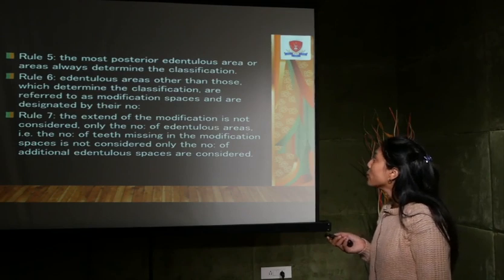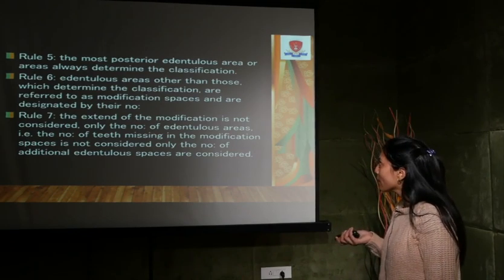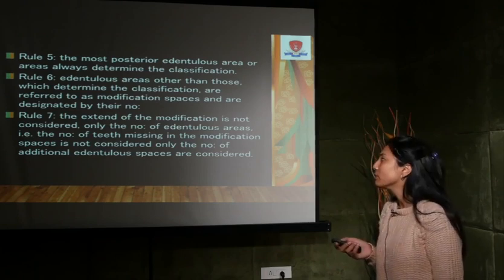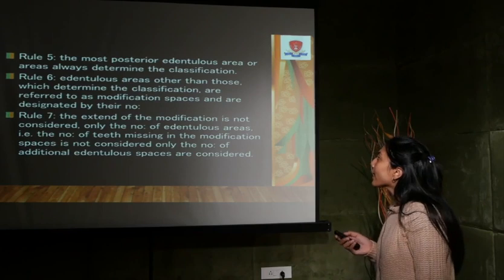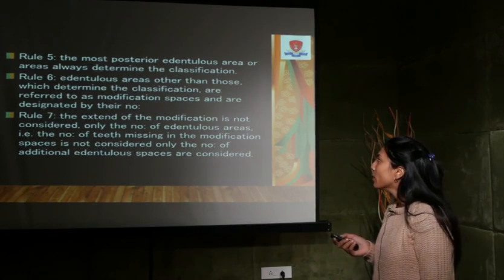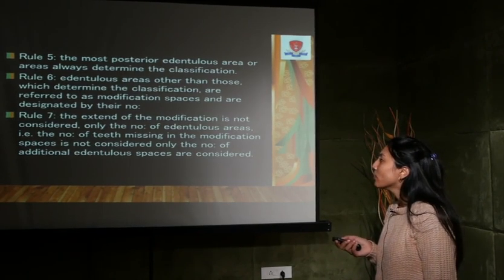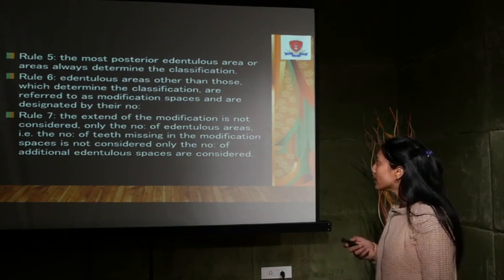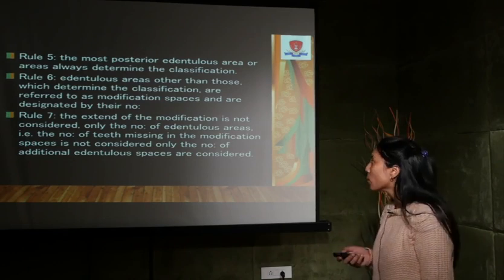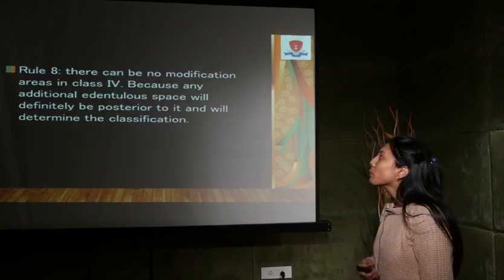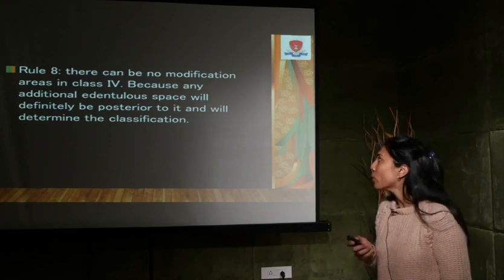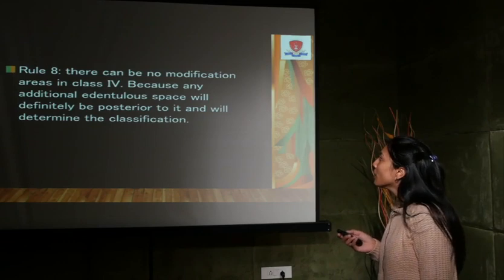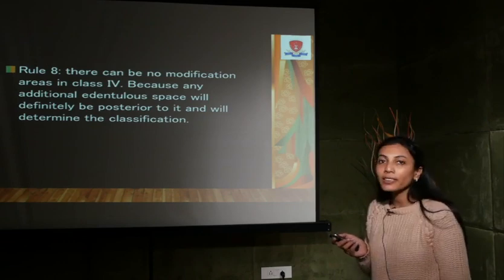Rule 6, edentulous areas other than those which determine the classification are referred to as modification spaces and are designated by their number. Rule 7, the extent of the modification is not considered, only the number of edentulous areas is considered. For example, the number of missing teeth in the modification space is not considered, only the number of additional edentulous spaces. Rule 8, there is no modification in class 4 because any additional edentulous space will definitely be posterior to it and will determine its classification.